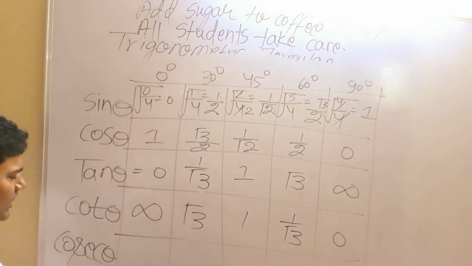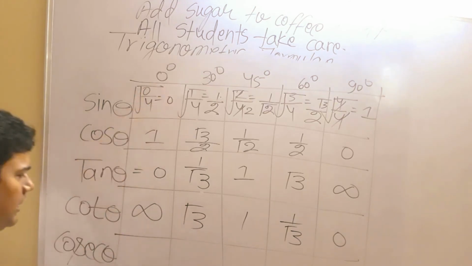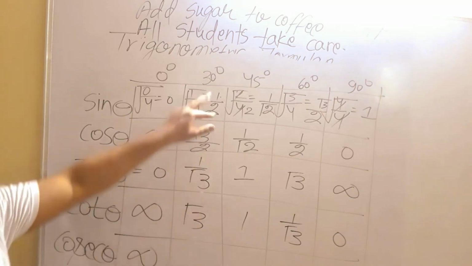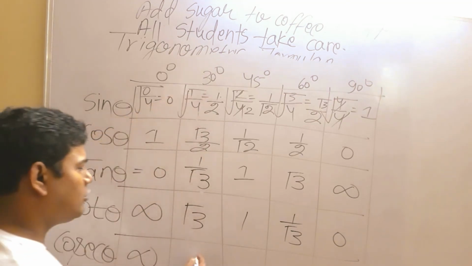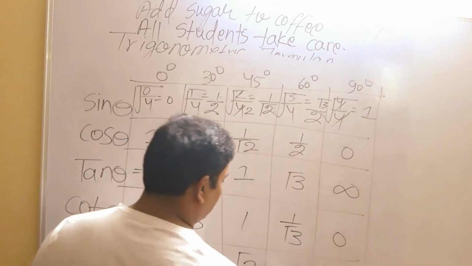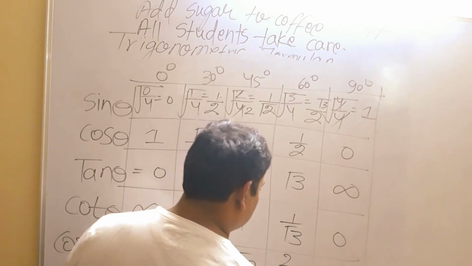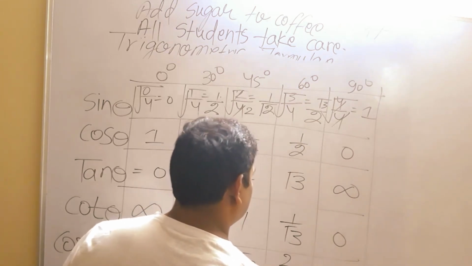Now we already know that cosec theta is the reciprocal of sin theta. So 1 by 0 is infinity. Now the reciprocal of 1 by 2 is 2. Reciprocal of 1 by root 2 is root 2. Reciprocal of root 3 by 2 is 2 by root 3. And reciprocal of 1 is 1.